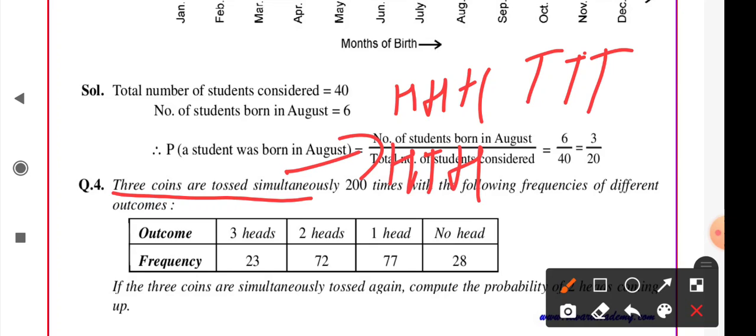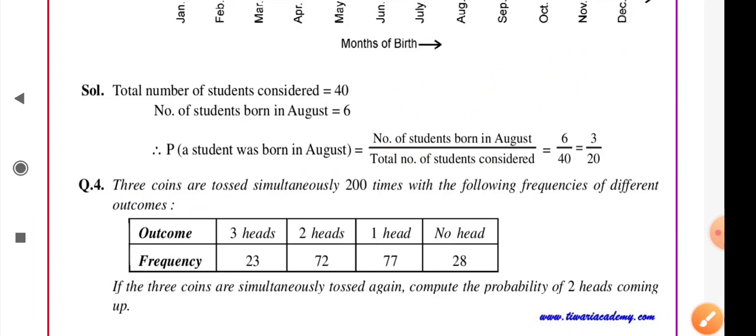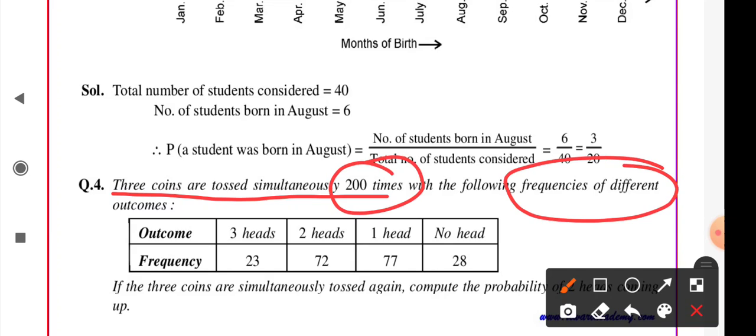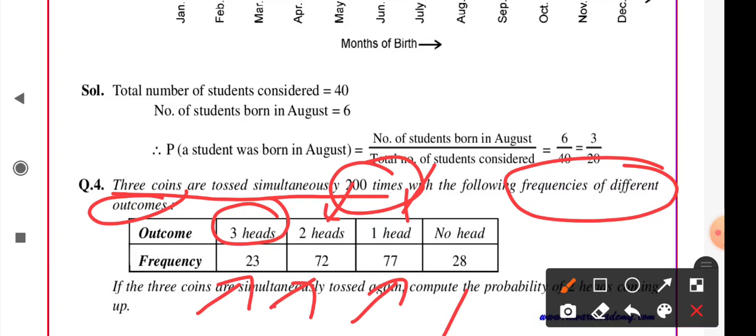Therefore you can get so many outcomes. Now what you have to find out: the 3 coins are tossed simultaneously 200 times, so you have to find out the frequency of the different outcomes. 3 heads came 23 times, 2 heads 72 times, 1 head 77 times, and no head 28 times.